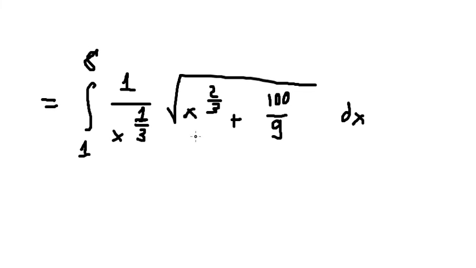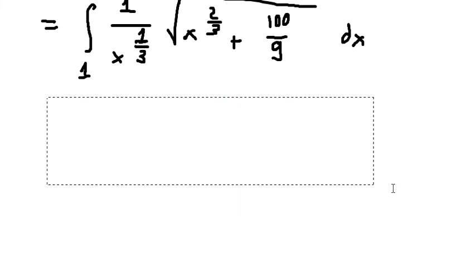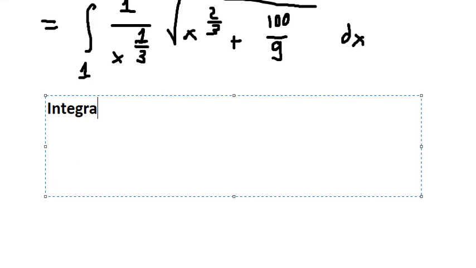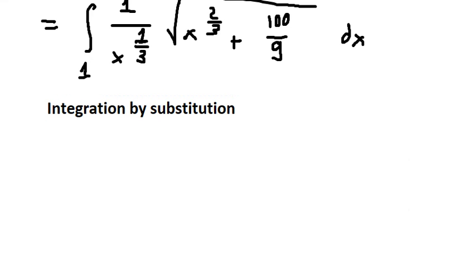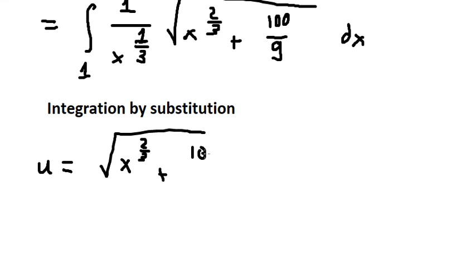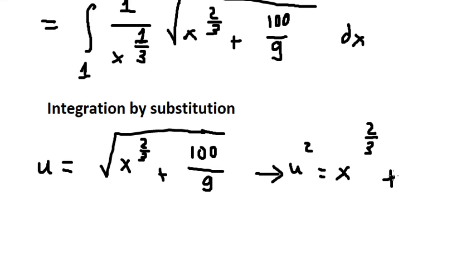So for this one, we can use integration by substitution. So I will put u equals the square root of s to the power of 2 over 3 plus 100 over 9. So we put the power 2 for both sides, and we have u squared equals s to the power of 2 over 3 plus 100 over 9.